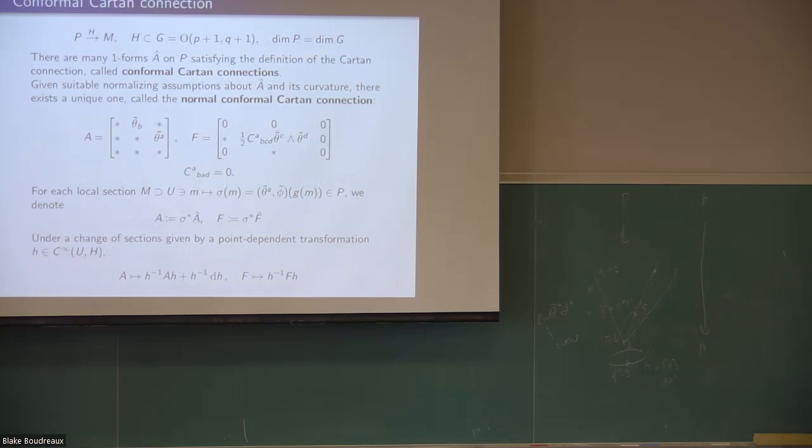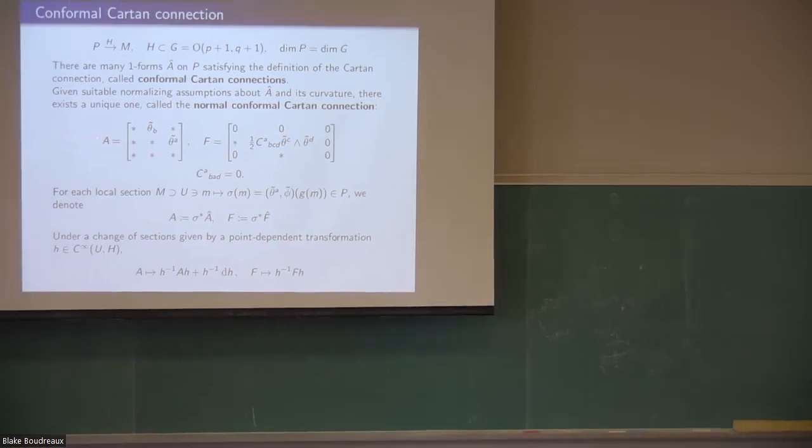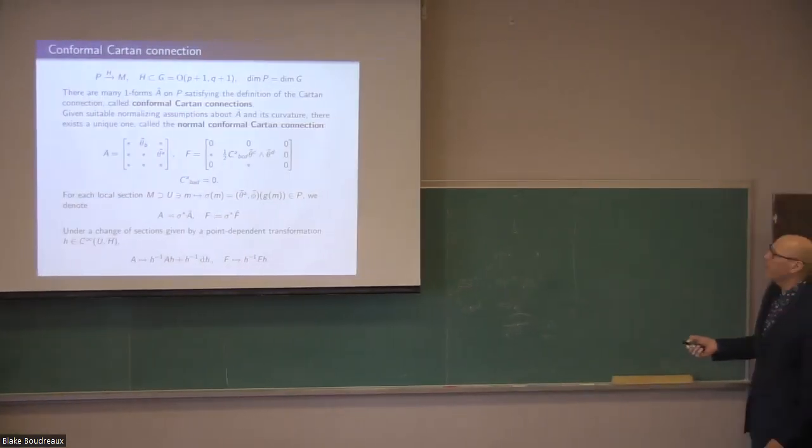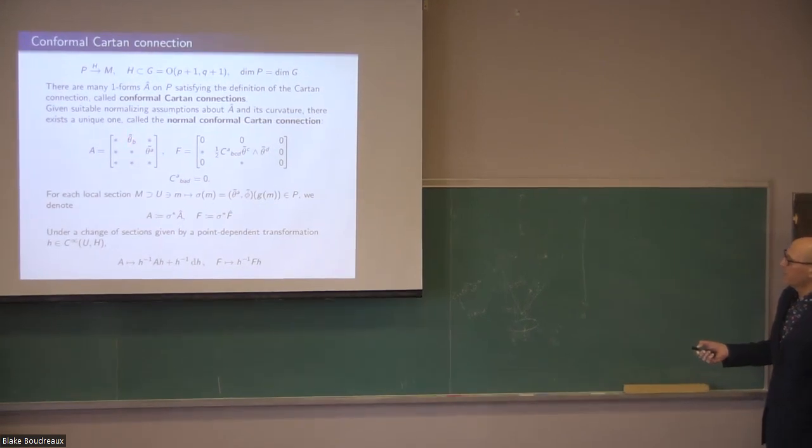Okay, so now we turn to the construction. We have a bundle, and any Cartan connection on this bundle can be called a conformal Cartan connection. But we usually want to define something uniquely, so for this we need some additional conditions. If we assume more about what this connection should look like, so for instance, we want the upper row to consist of the elements of this orthonormal frame, and by symmetry it has to be here.